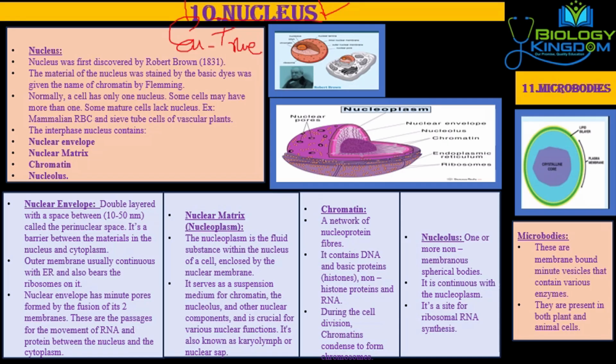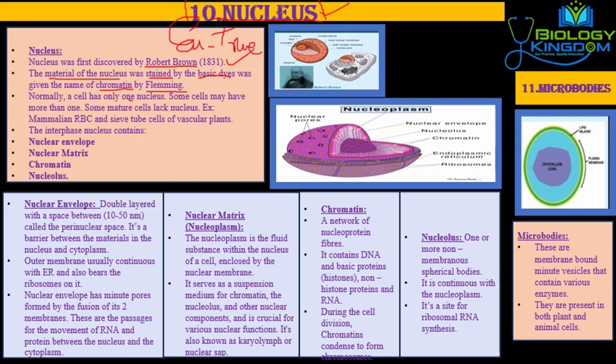The nucleus was first discovered by Robert Brown in the year 1831. It was found by staining it with basic dyes such as crystal violet blue. A part of the material of the nucleus was stained by these basic dyes, and it was given the name chromatin. This experiment was carried out by Sir Fleming. In this way, the nucleus was discovered.